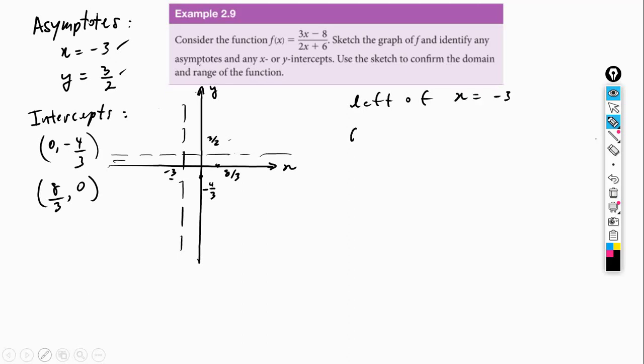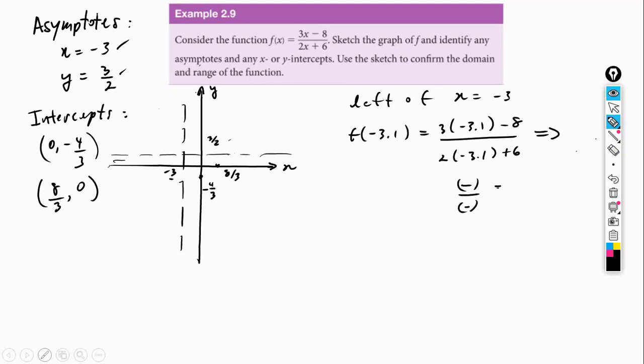So let's say we do f of -3.1. Notice that that's to the left of -3. And this is going to equal then (3 times -3.1 minus 8) divided by (2 times -3.1 plus 6). So regardless of what this gives us, it's going to be a negative divided by negative. And we know that this equals positive. So that means that f of x will be positive for values before x equals -3.